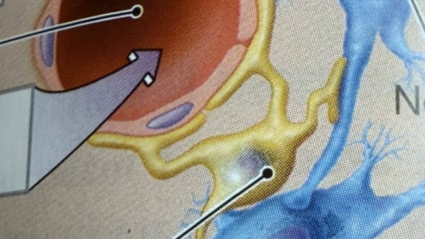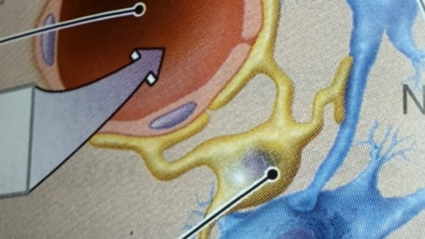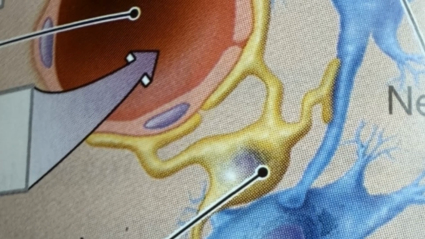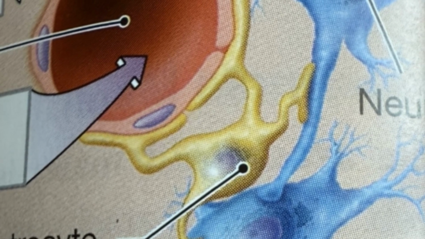Its main functions include producing CSF to cushion and protect the brain, providing nutrients, and removing waste. It also forms the blood-CSF barrier, which helps regulate the passage of substances between the blood and the brain.